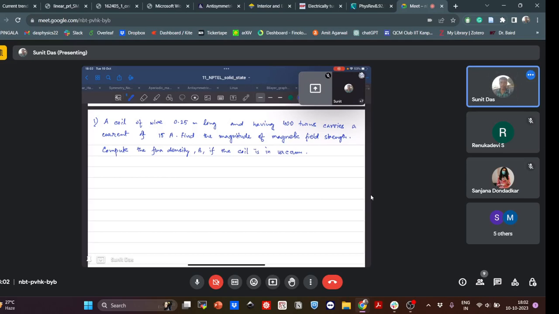Okay, so let's start with this question. A coil of wire 0.25 meter long, having 400 turns, with current 15 ampere. We need to find the magnetic field strength as well as the flux density. Given that the coil is in the vacuum, that means permeability is only mu zero. So try to find out and put the answer in the chat box.